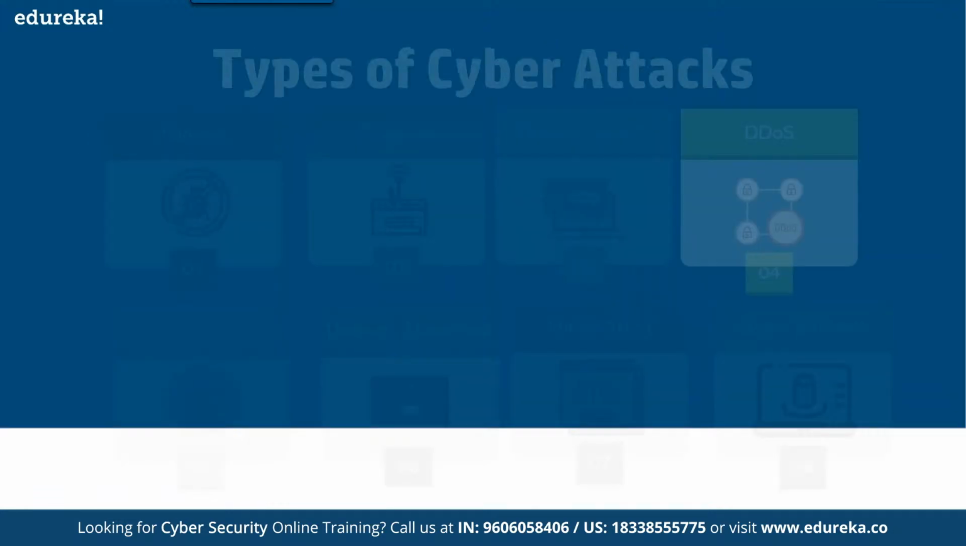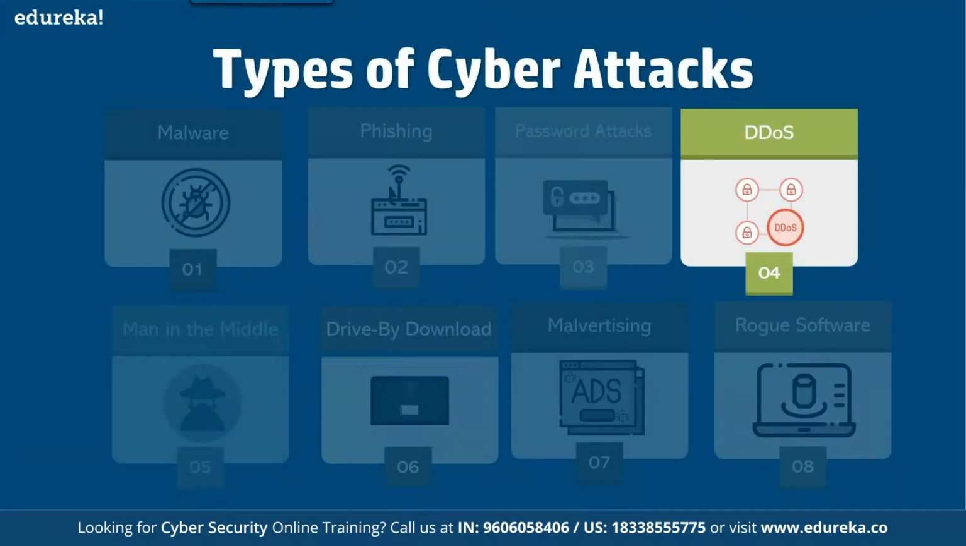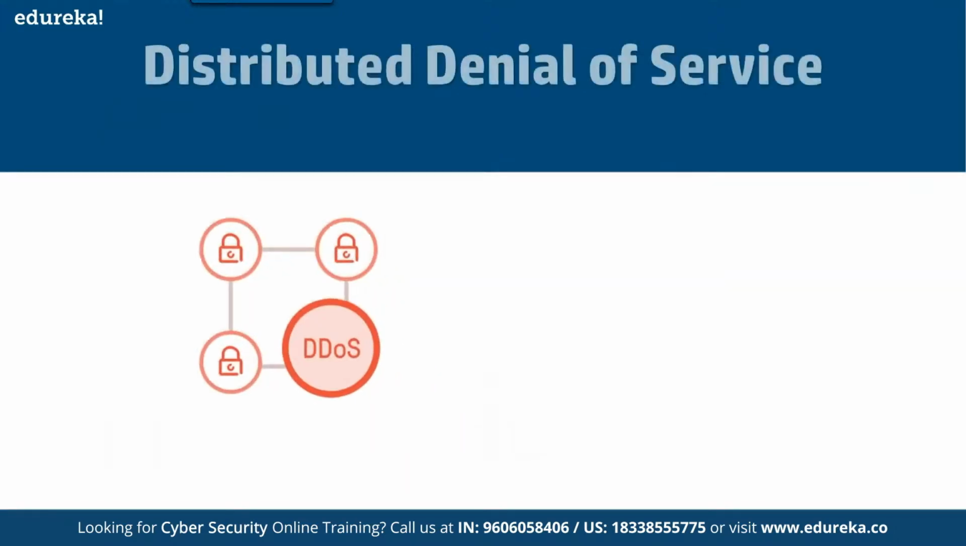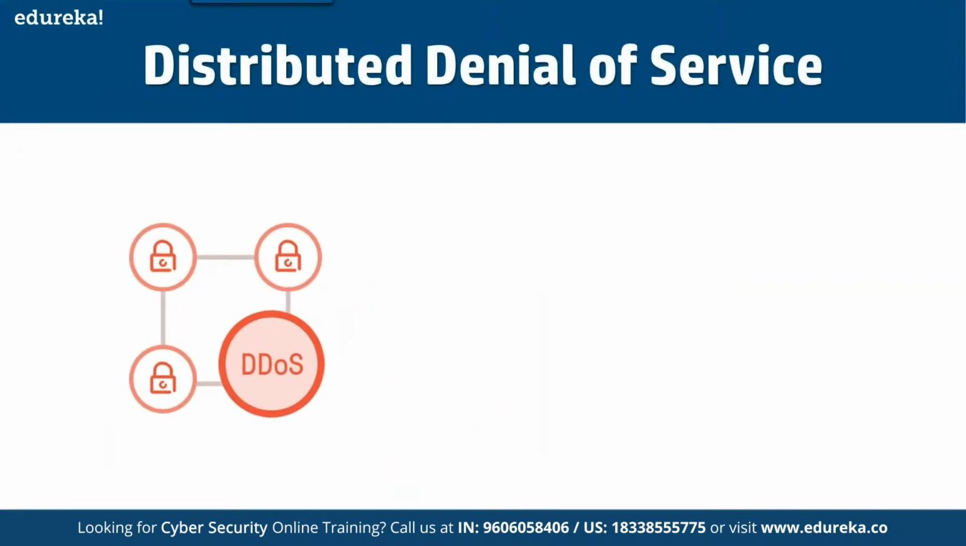Now, the next type of attack that we have is DDoS. DDoS means distributed denial of service. Basically, in this kind of attack, hackers will try to make your service unavailable.